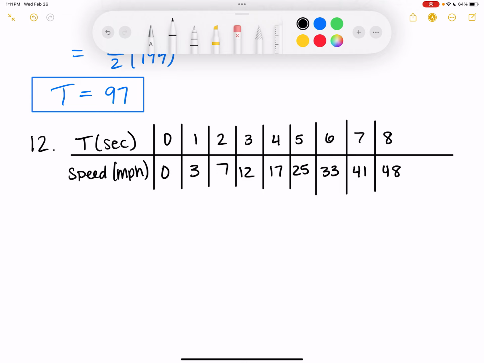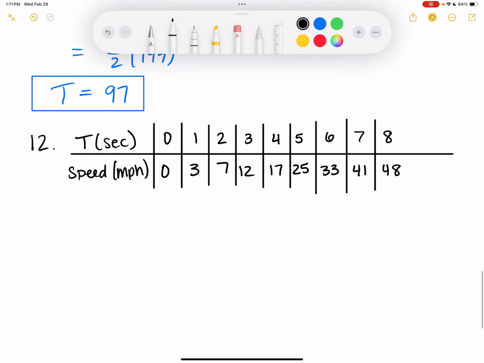Girl, did you just say girl? What? Yes. 5,280 feet are in a mile, right? Right. So. Ew.